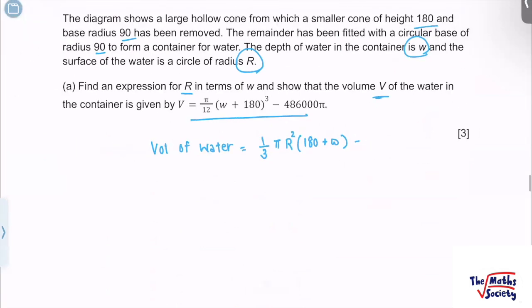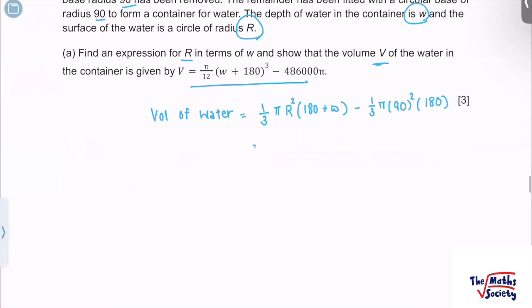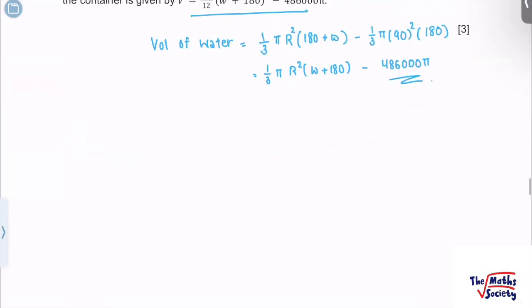And minus, we know the small one was 1/3 pi, r was 90 squared, and the height was 180. So then you'll get 1/3 pi R squared times (W plus 180) minus the small cone's volume. So we've got the second part shown, but we've got to make sure that the first one is shown.